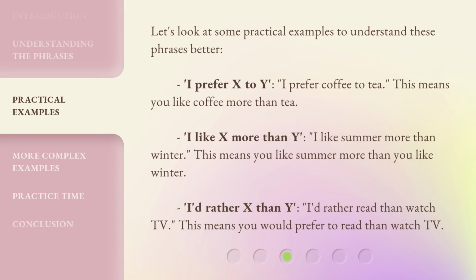Let's look at some practical examples to understand these phrases better. I prefer X to Y. I prefer coffee to tea. This means you like coffee more than tea. I like X more than Y. I like summer more than winter. This means you like summer more than you like winter. I'd rather X than Y. I'd rather read than watch TV. This means you would prefer to read than watch TV.